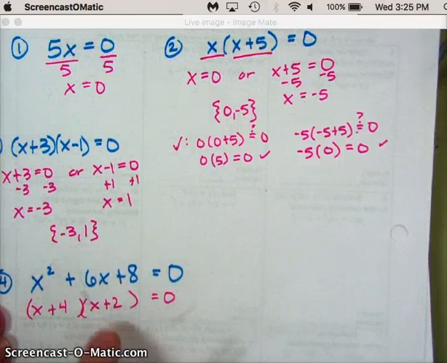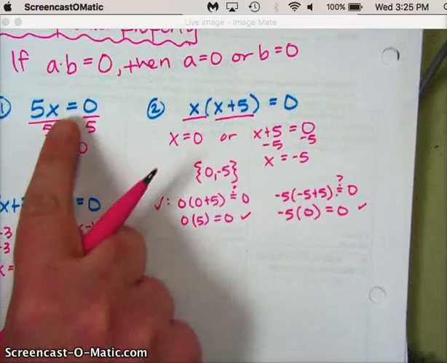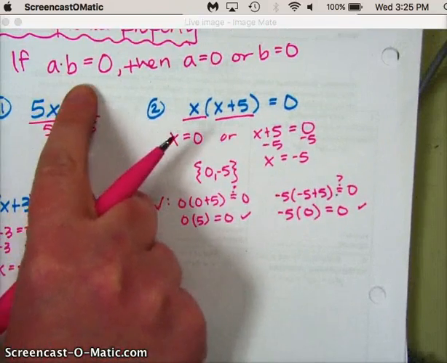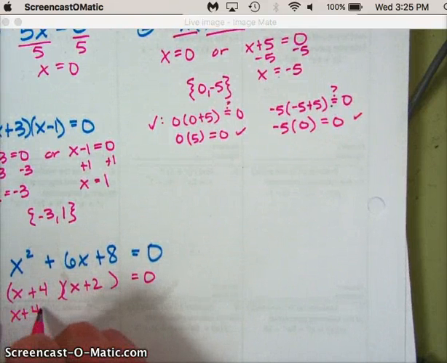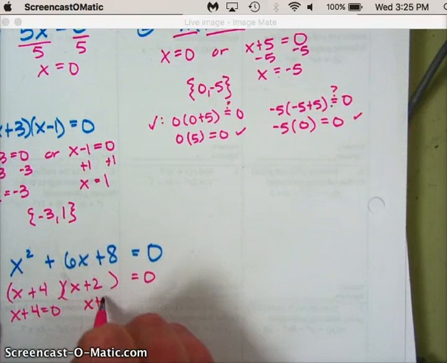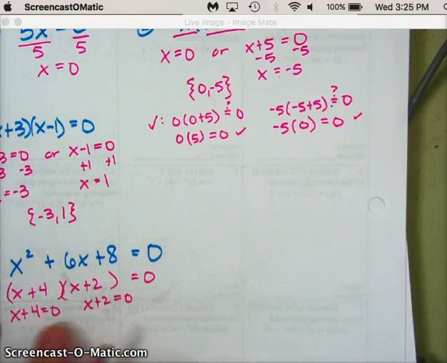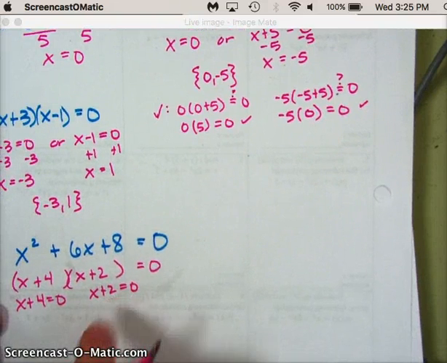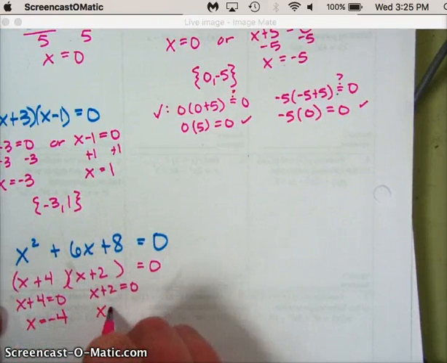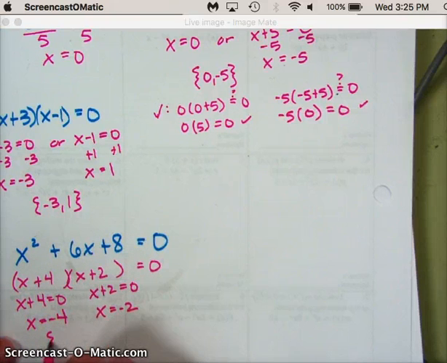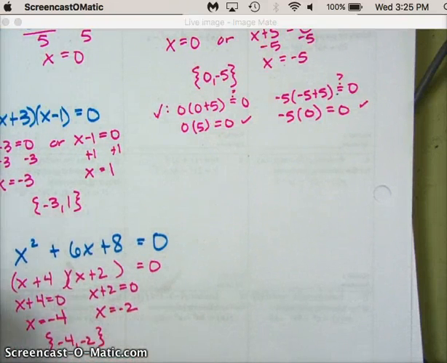Okay. So by factoring, it will allow us to write any quadratic as a product of two factors. So we can say x plus 4 equals 0 or x plus 2 equals 0 based on the zero product property. One of those two factors has to equal 0. So x equals negative 4 or x equals negative 2.